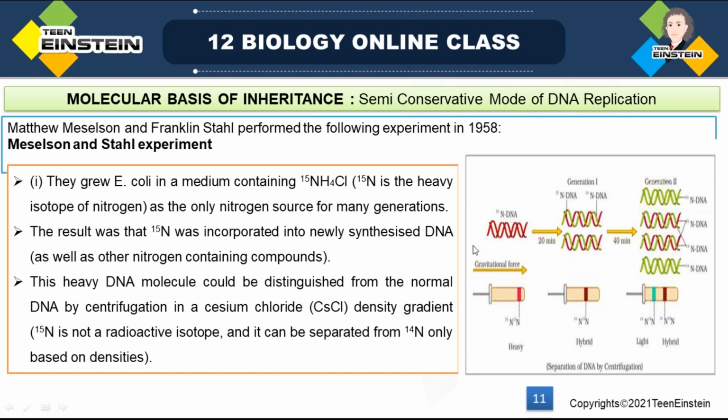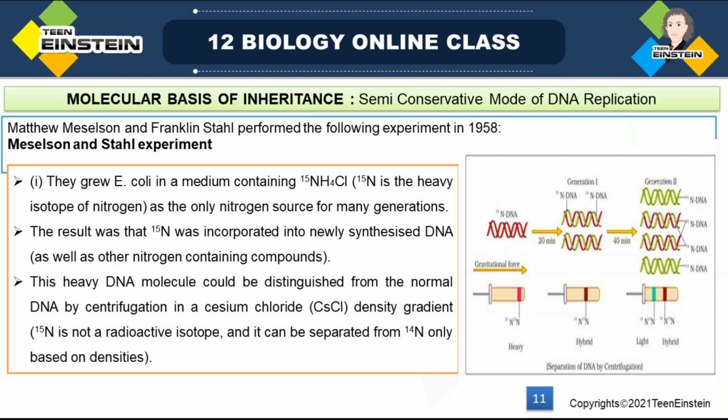incorporated into newly synthesized DNA, and not only DNA, the other nitrogen-containing compounds also had this heavy isotope of nitrogen, since it was the one and only nitrogen source. So all the nitrogen compounds had the heavy nitrogen isotope. This heavy DNA molecule could be distinguished from the normal DNA by centrifugation in a cesium chloride density gradient.